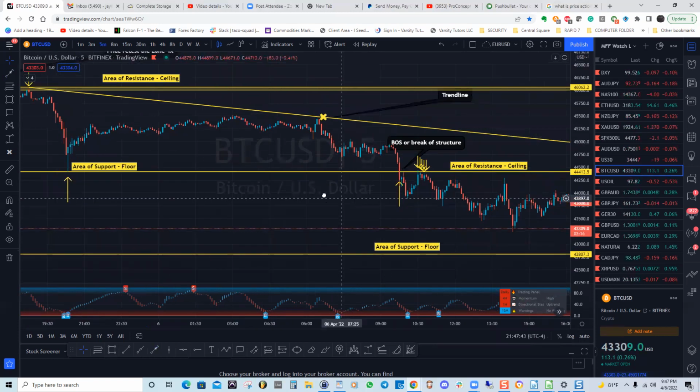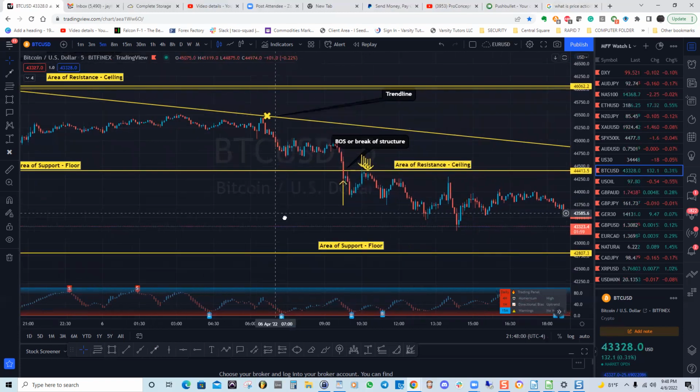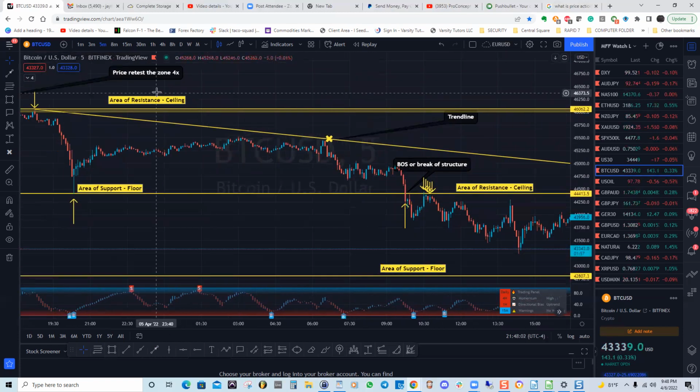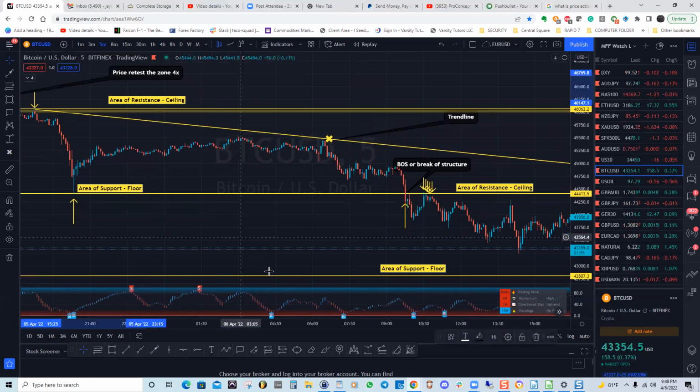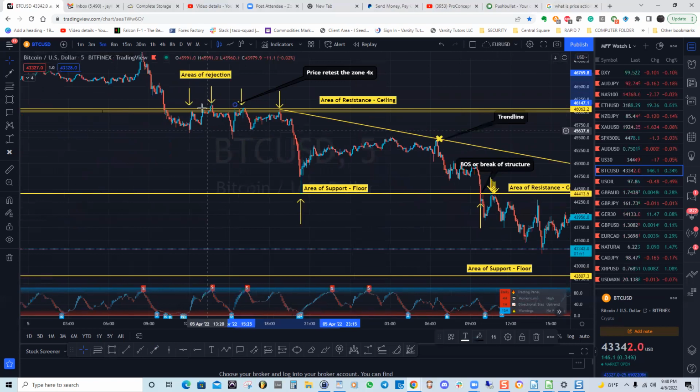Over here, you see that it broke this structure. So it broke support. Once it broke support, it violated this area of support. And once it came back up here to retest, because this is our retest right here. Let's go back and look. Remember when I said that price retested the zone? They retested the zone here, right? Because it's touching, come back, touch, and then it comes away, touch, come back away.